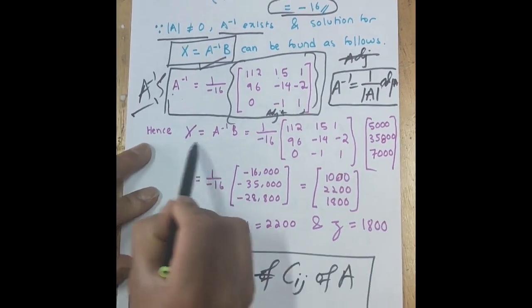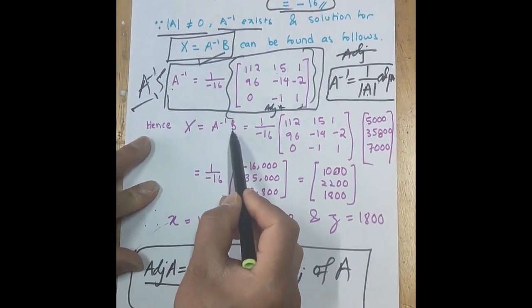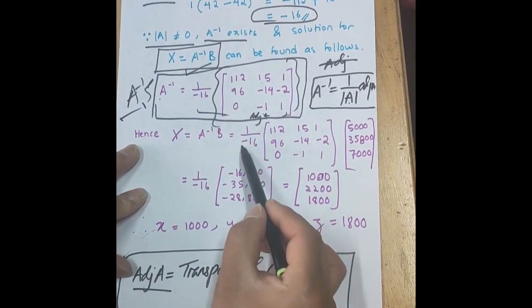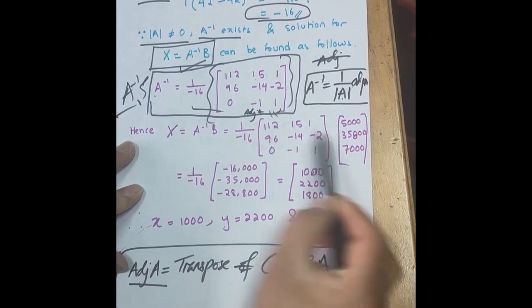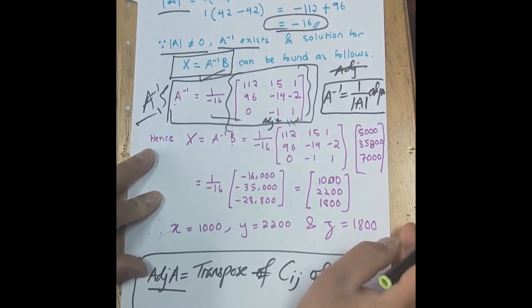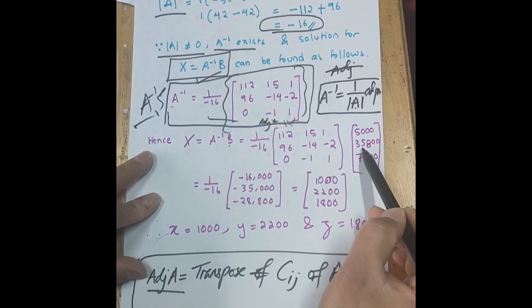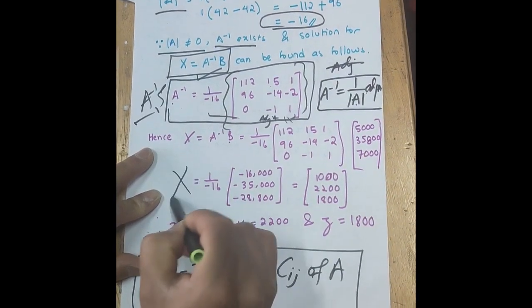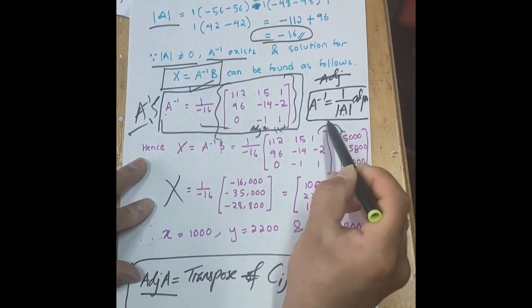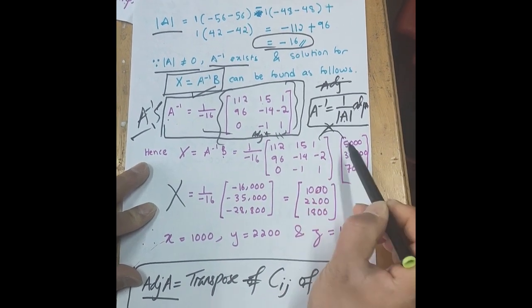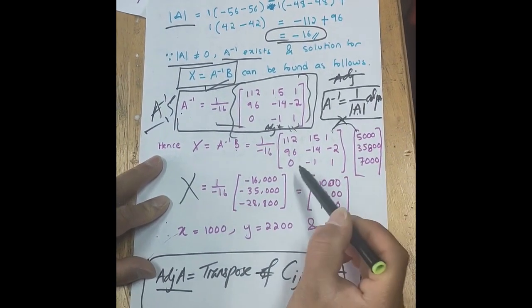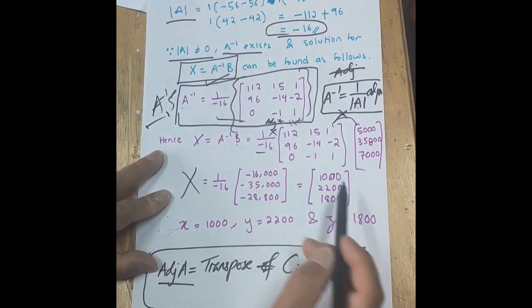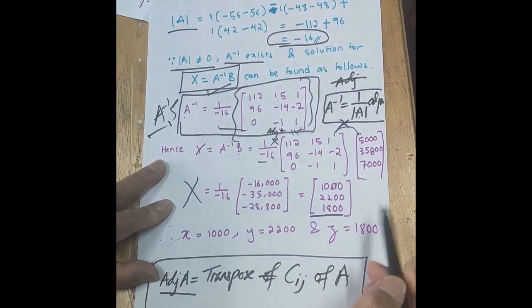So, the final solution. To obtain the solution for X, the formula is A inverse times B. A inverse we already obtained above, so you can bring it down as it is, 1 over negative 16 times this matrix. And what is matrix B? Matrix B is our constant matrix, given by 535,800 and 7,000. Finally, to find the value of X, you have to multiply these two matrices and then multiply by this scalar quantity, 1 over negative 16, to obtain the final answer.